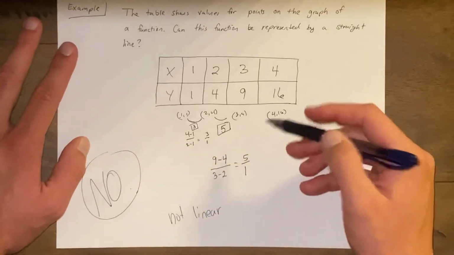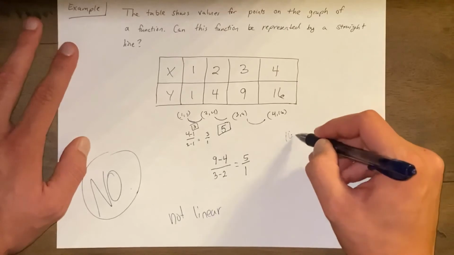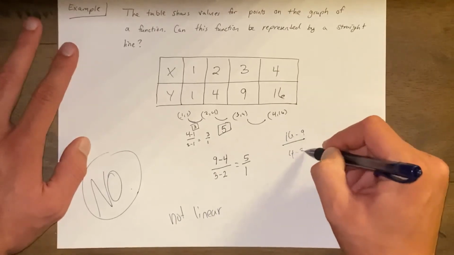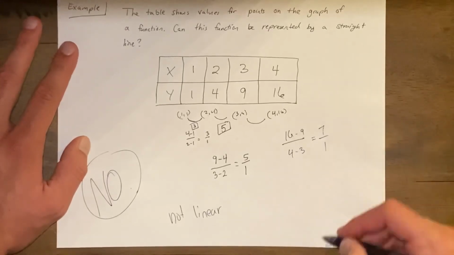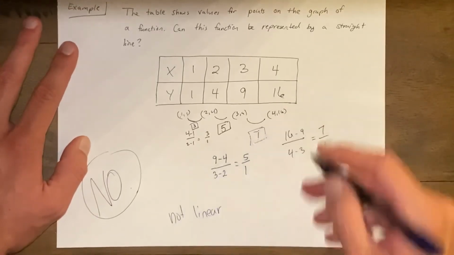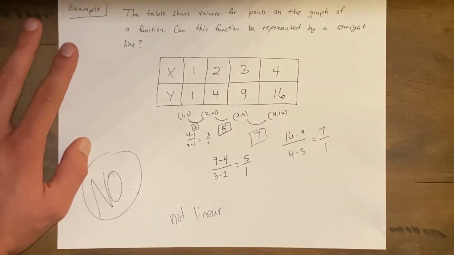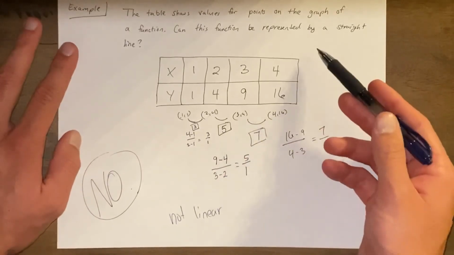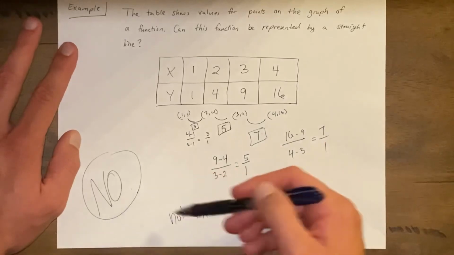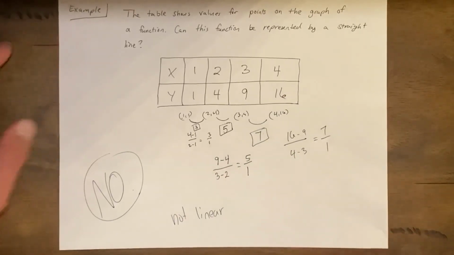So if I want to check this one, okay, let's do 16 minus 9 over 4 minus 3. 16 minus 9 gives me 7, 4 minus 3 gives me 1. So the slope between those 2 points would be 7. Okay, so since that's a 3, that's a 5, that's a 7. This might be a function, but it is not a linear function because for a function to be linear, the slope has to be the same between all the points.